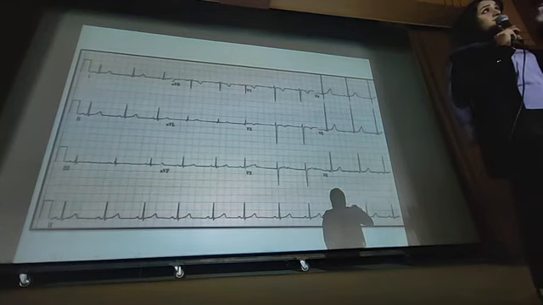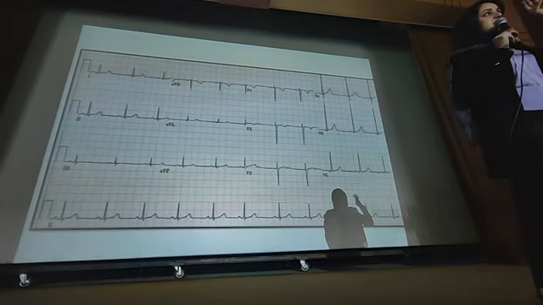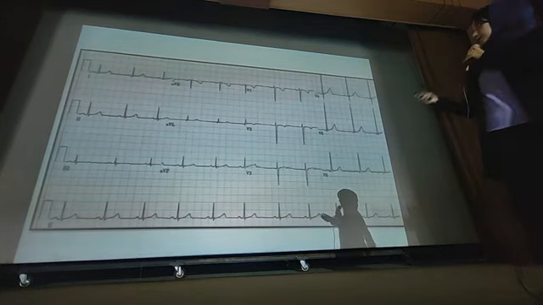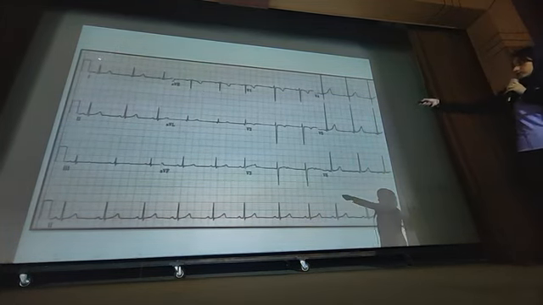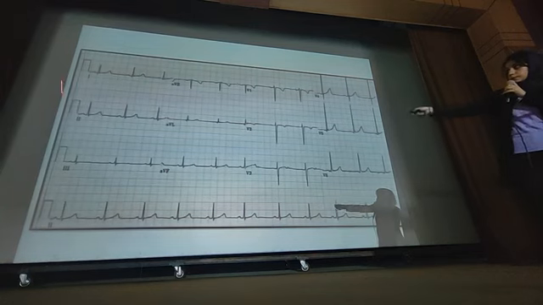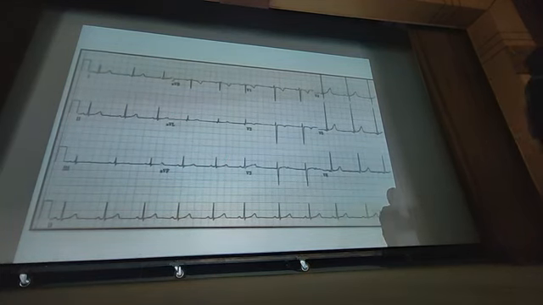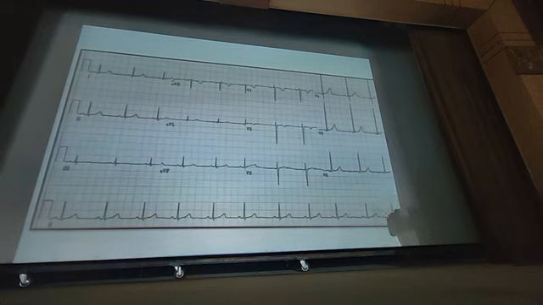Lead 1, 2, 3, AVR, AVL, AVF. We can record these 6 leads by putting 3 electrodes. So why do we have so many leads? What's the benefit of knowing these leads?